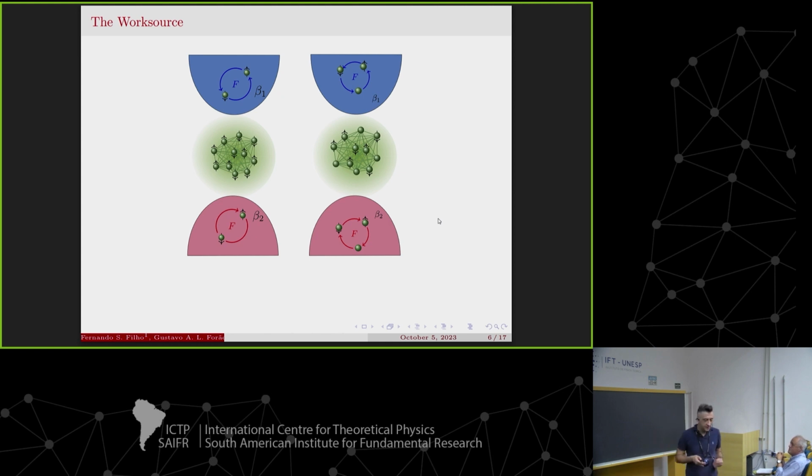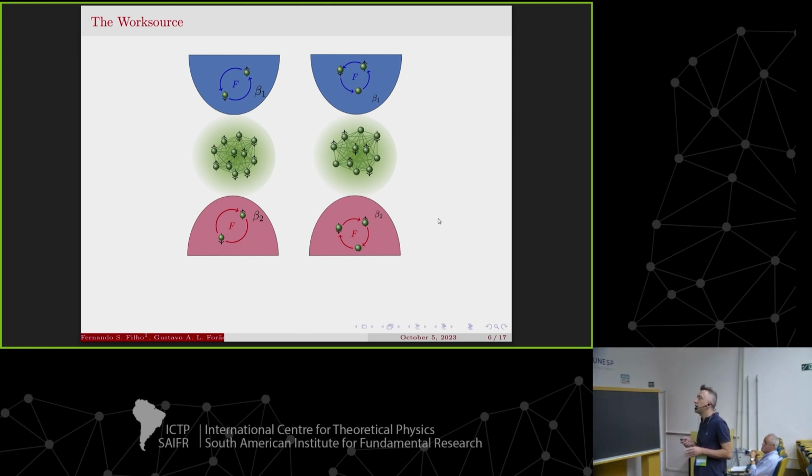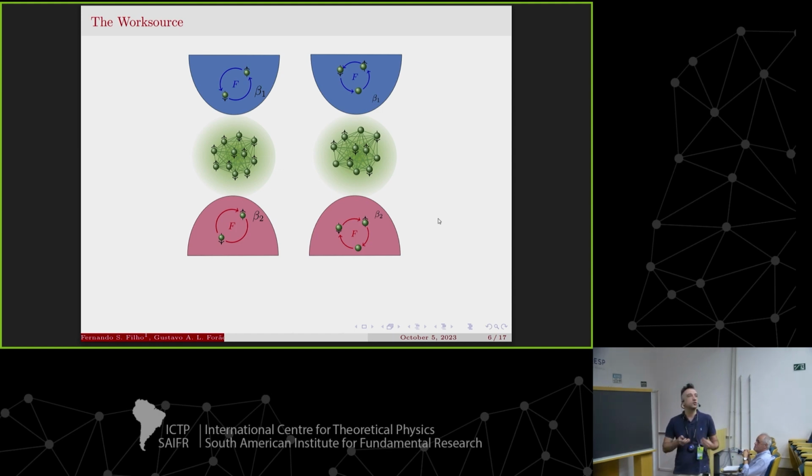I will pause to make a few comments in this part. We are interested in the conversion of heat into work, so we needed to introduce a work source in my system. This is the work source I will introduce. Of course, there are other possibilities, but this is one of the simplest ones.